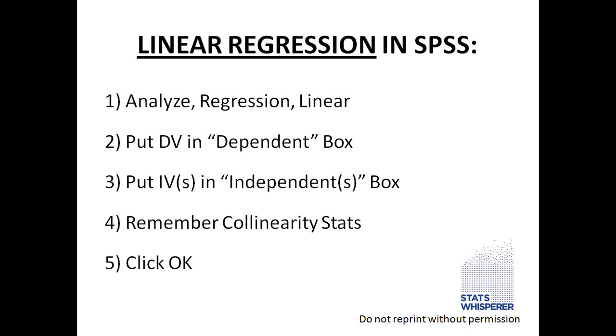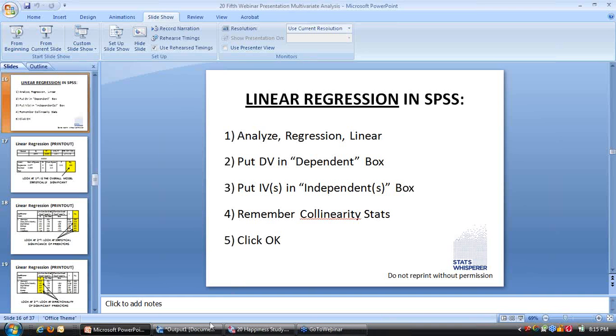Now the fun stuff, SPSS. Because we don't want to just talk about this stuff. We want to apply it and do it. We don't talk about it and say, that's interesting, and then not know how to do it. So let's look at linear regression in SPSS. First, you go to Analyze, Regression, Linear. We put our dependent variable in the dependent box, the independent variable in the independent box. Remember the multicollinearity statistics, and then click OK. That sounds simple. Let's see if it is.